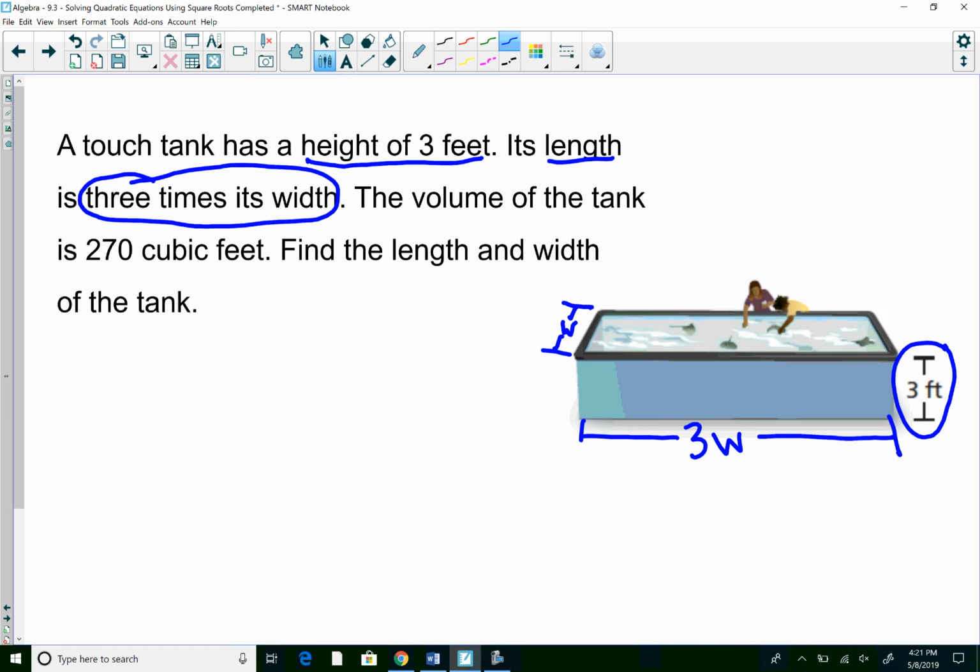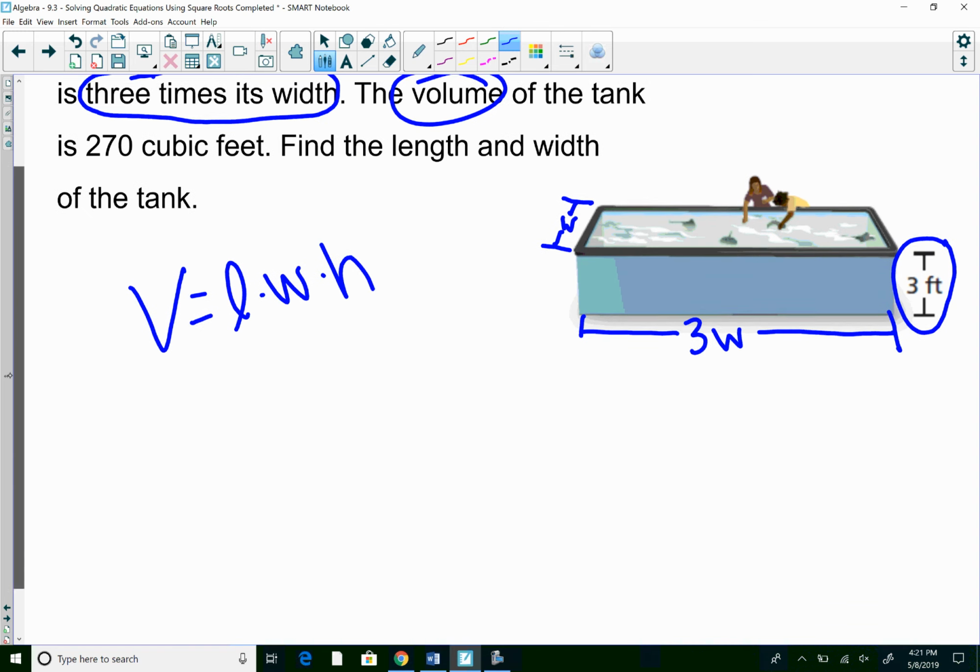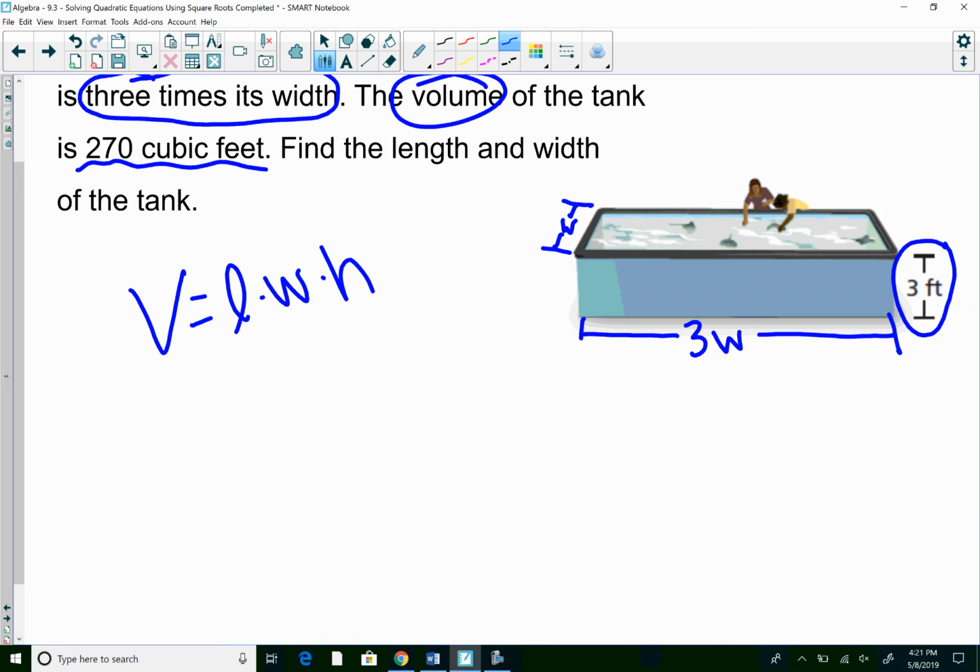So let's think about this for a second. Remember, when we are finding volume, that's length times width times height. It says the volume of the tank is 270 cubic feet. So let's take 270 and plug that in for V. We're going to do a whole bunch of substitution now. The length is 3W, so we plug 3W in for L. W is plugged in for width. And then the height is 3.